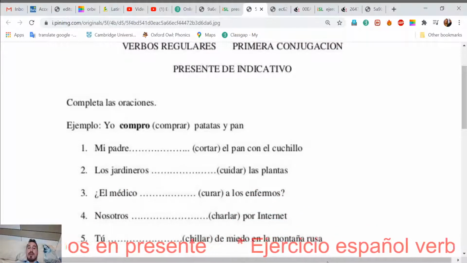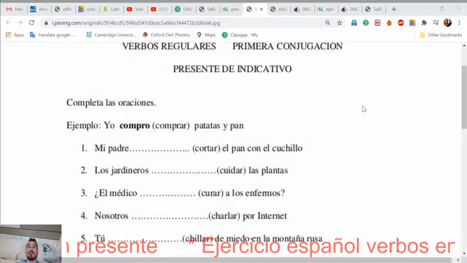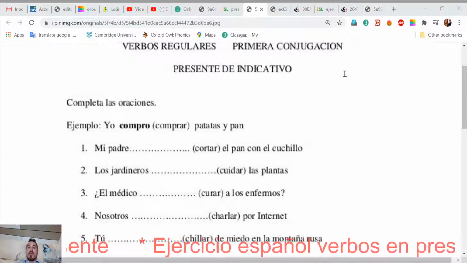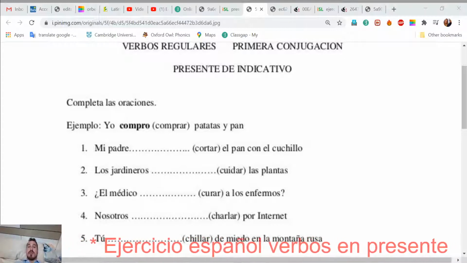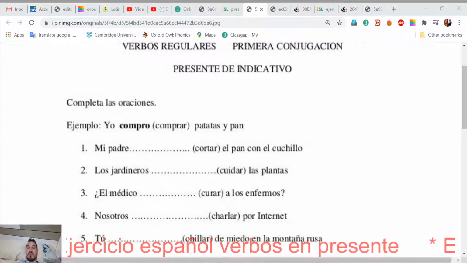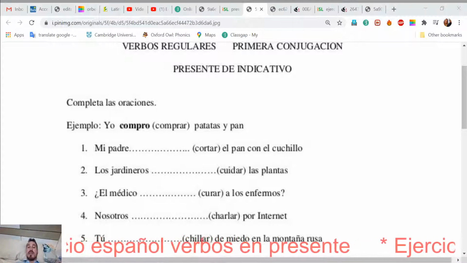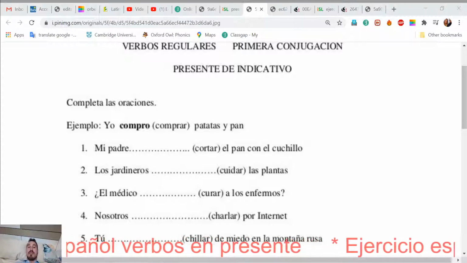So, mi padre corta el pan con el cuchillo. So this is a regular verb. So my father cuts bread with a knife.